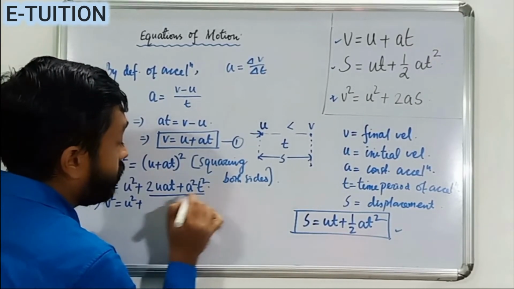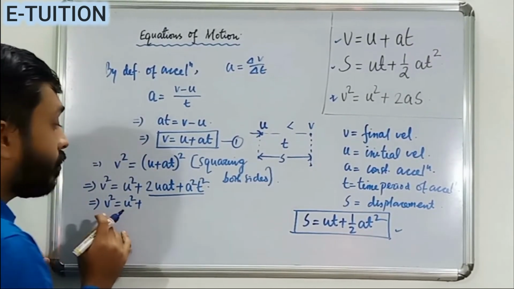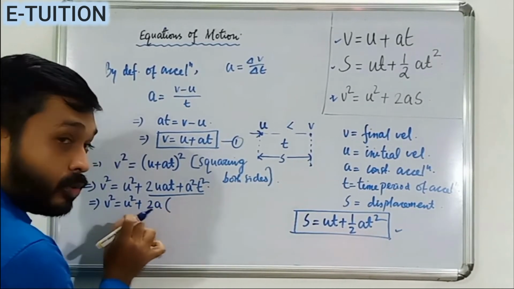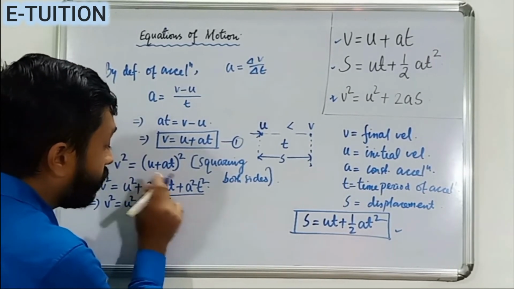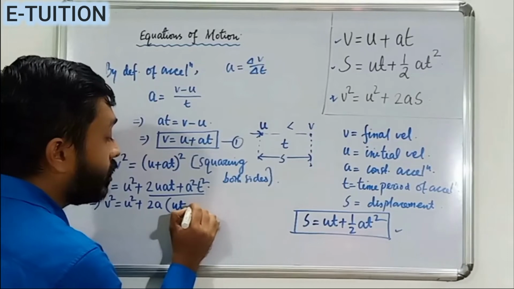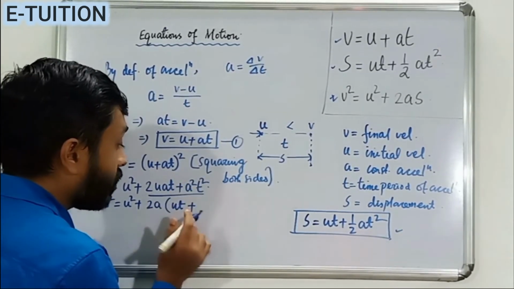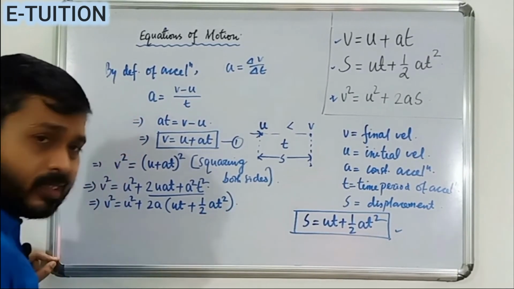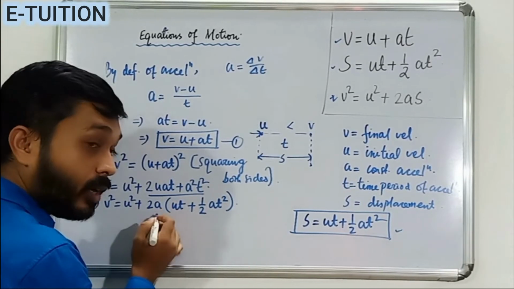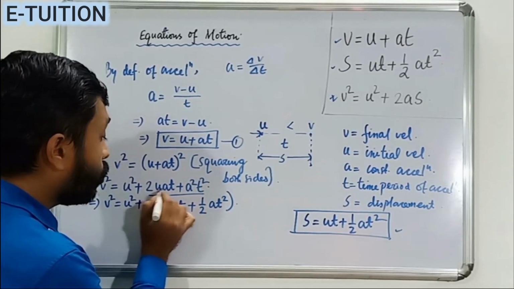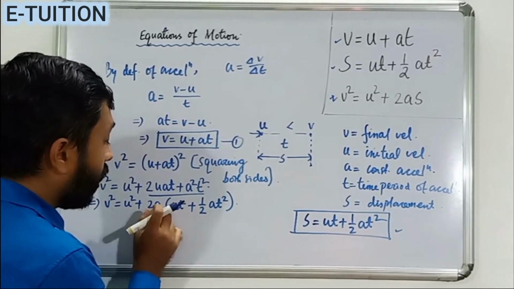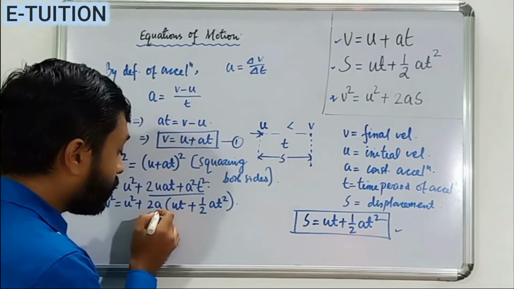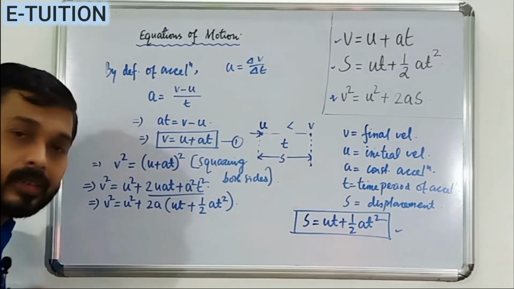Now from these two terms take out the common factor 2a. If we take out 2a as common, then all that is remaining from this term is ut, and the part remaining from this term is half at square, isn't it? Because you multiply them together. 2a multiplied by this one, ut, is 2uat, right? And then 2a multiplied by half at square, 2 and half are cancelled out. All that is here is a into at square, means a square t square. I hope this was clear.